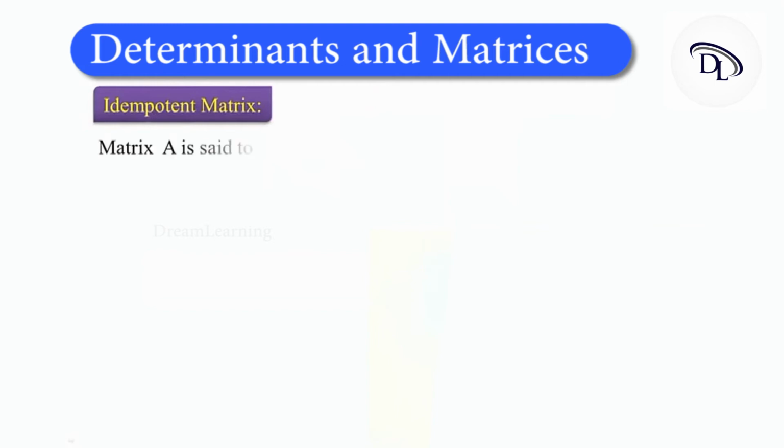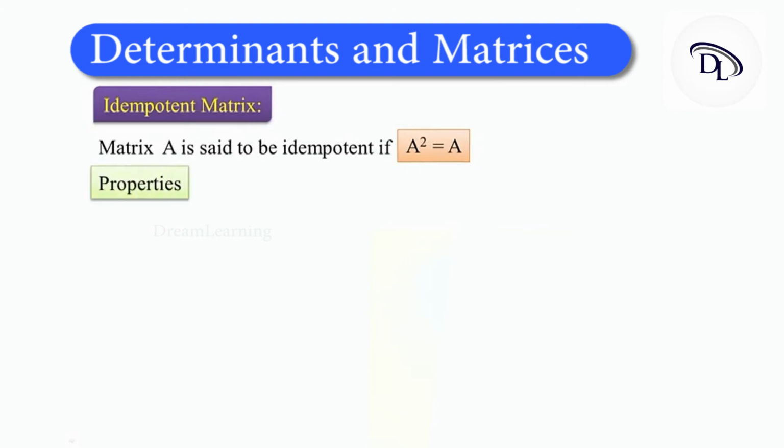Now, there's another matrix called an idempotent matrix. A matrix A is said to be idempotent if A square gives me A. That is, squaring the matrix gives me the same matrix. Now, using the properties of an idempotent matrix, first of all, A to the power n is A for all n greater than or equal to 2. Also, the determinant of an idempotent matrix is either 0 or 1.